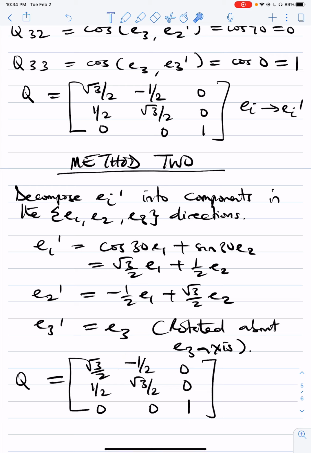So you can pause the video, and I believe I've tried to explain both methods. It's good to know both methods, but I guess method 2 will be simpler and shorter as you progress in understanding tensor analysis.